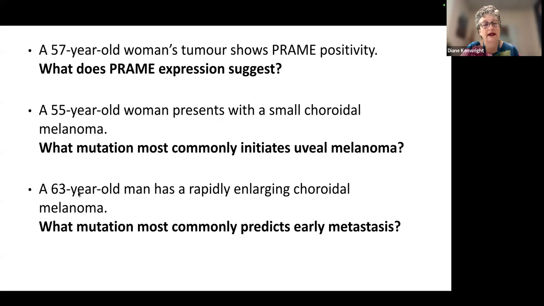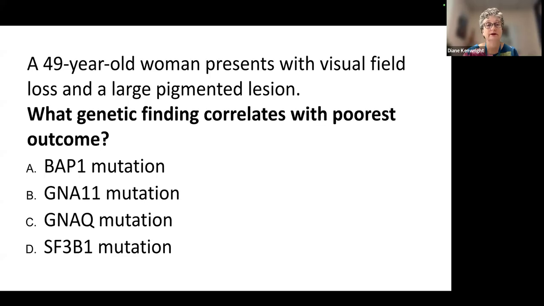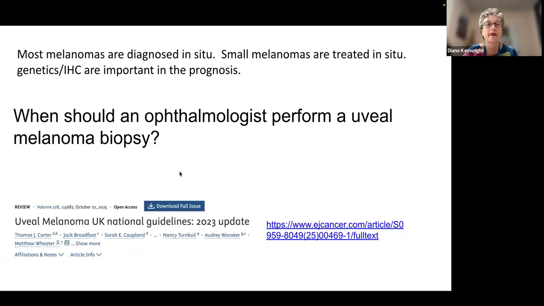All right, a 63-year-old man has a rapidly enlarging choroidal melanoma. What mutation most commonly predicts early metastasis? That is loss of chromosome 3, monosomy 3, indicated also by loss of BAP1. Here are some more MCQs. A 49-year-old has a large pigmented lesion. What genetic finding correlates with the poorest outcome? Of course, you're all going to know about BAP1 now.